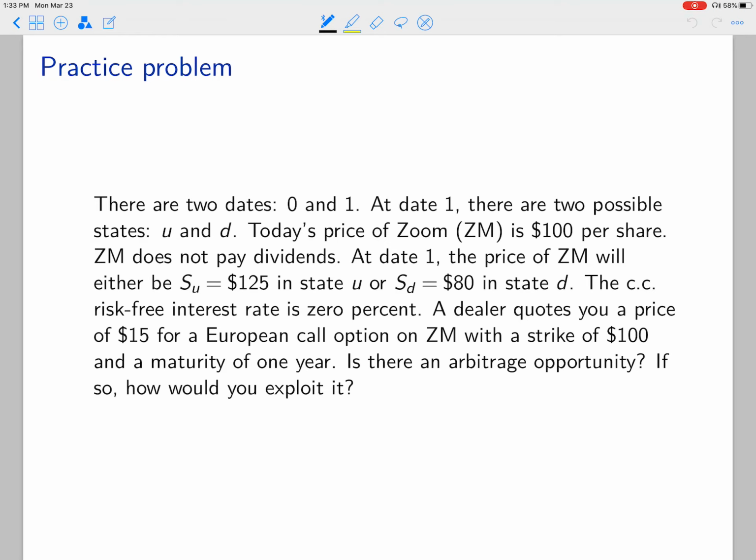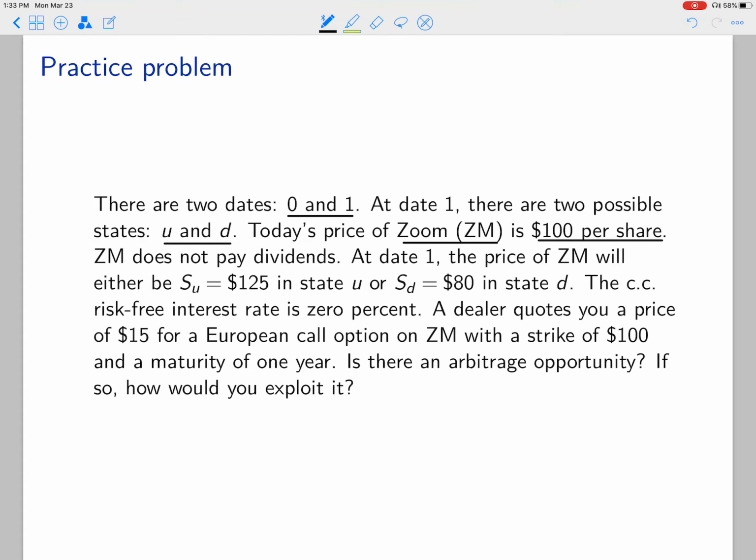Okay, the problem statement is as follows. We're in a binomial world. There are two dates, 0 and 1, date capital T. There are two states at date 1, which is the future, U and D, the up state and the down state. Consider Zoom stock, Zoom Video. Zoom is a non-dividend paying stock, and today's price of Zoom is $100 per share.